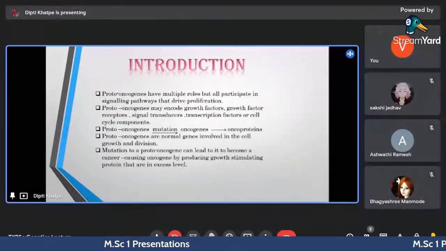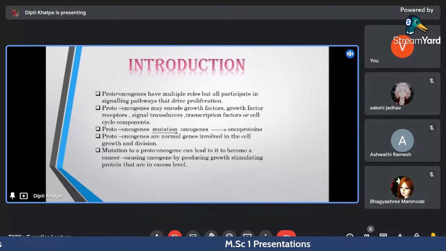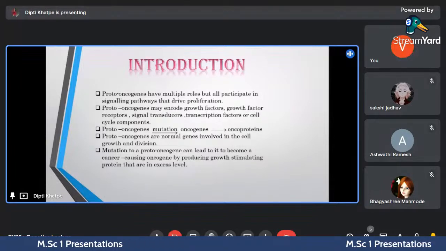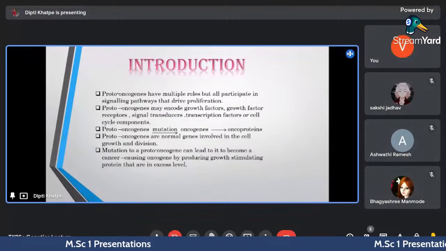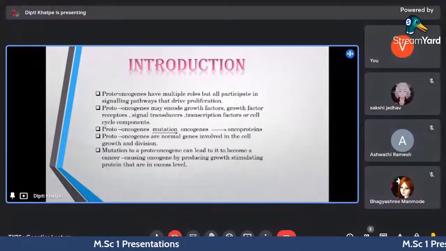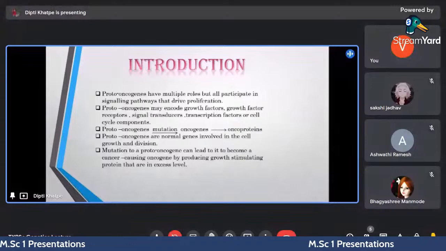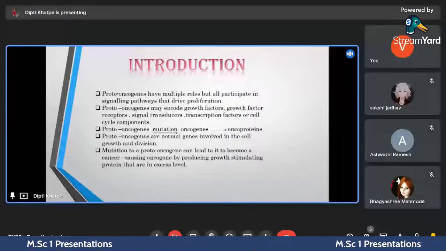Proto-oncogenes have multiple roles, but all participate in signaling pathways that drive proliferation. Proto-oncogenes are normal genes involved in cell growth and division. They encode different kinds of proteins such as growth factor receptors, transcription factors, and signal transduction proteins. So basically, proto-oncogenes are normal genes present in our body. When these genes undergo mutation, chromosomal rearrangement, or gene amplification, we get the transformation of proto-oncogenes into oncogenes. These oncogenes are abnormal genes and this causes cancer.